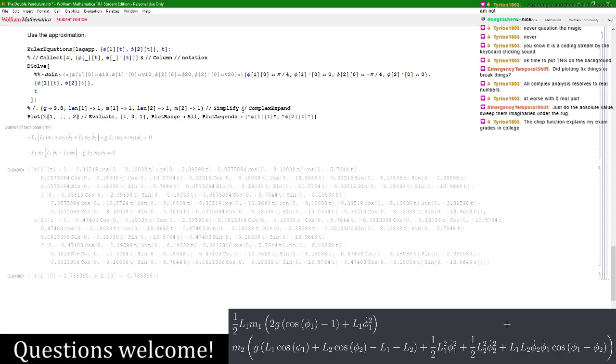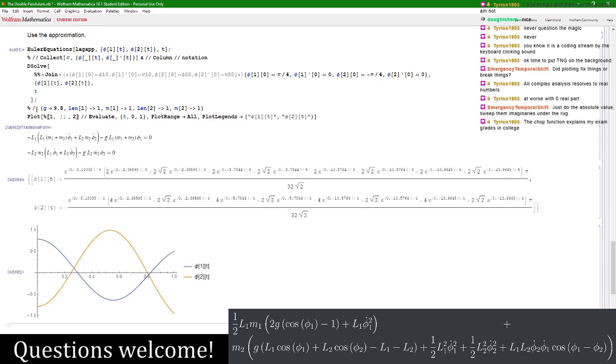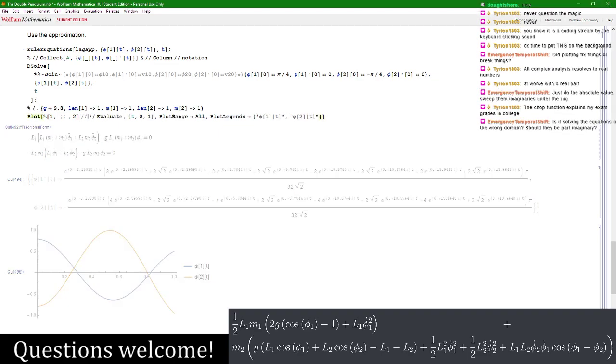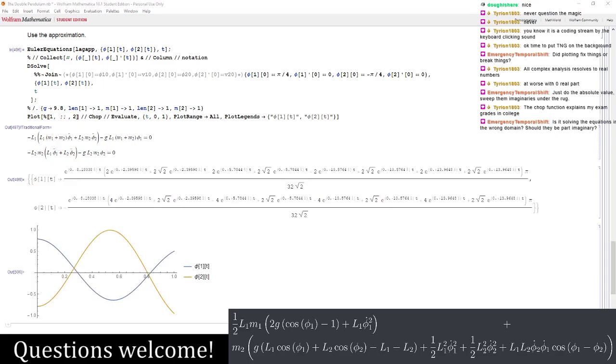Okay, so what if we got rid of that and we just say there's some stuff, and then, chop only works on real numbers. It's just interesting. But anyways, I believe that is what's happening. So yeah, Chop. Emergency says, is it solving the equations in the wrong domain? Should they be part imaginary?